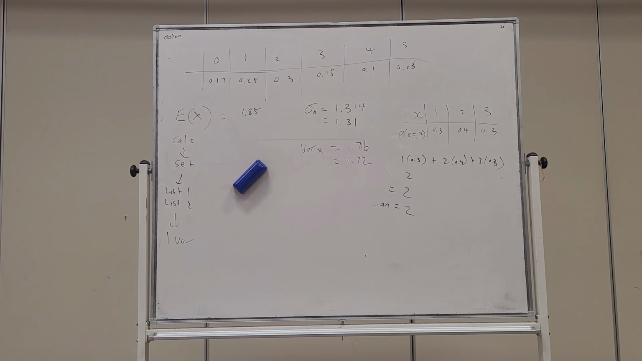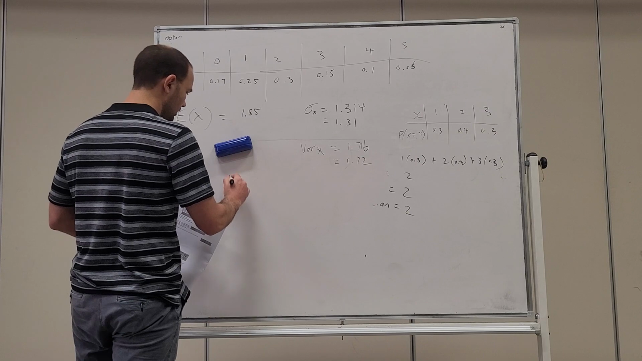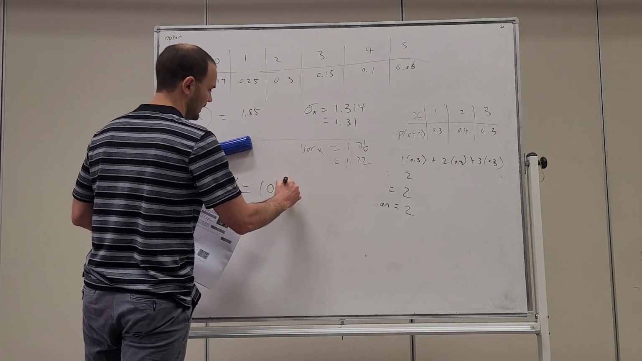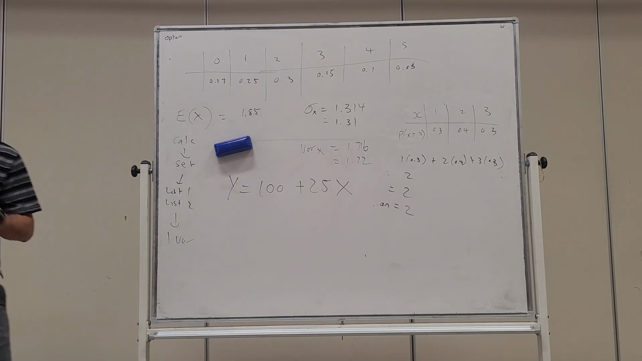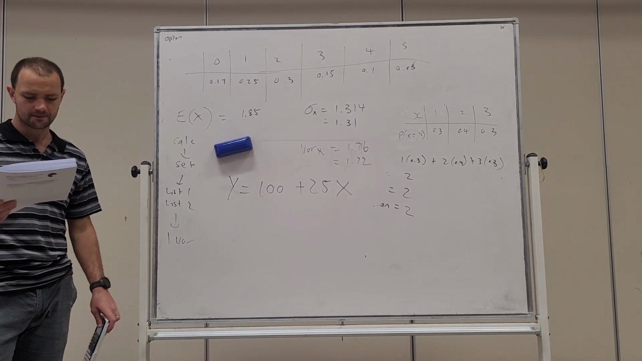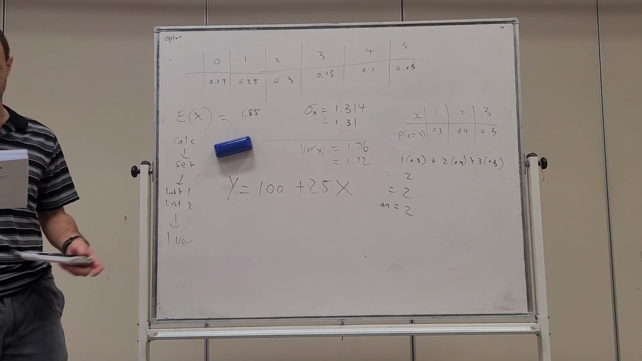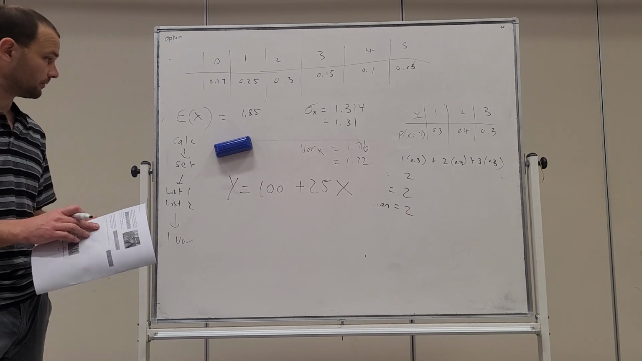Suppose Y is the amount of money Dominic earns in dollars per day. Write Y in terms of X. So it says Dominic earns $100 per day plus $25 for each sale made, where each sale is the variable X. Hence find the expected value of Y, the variance of Y, and the standard deviation of Y.